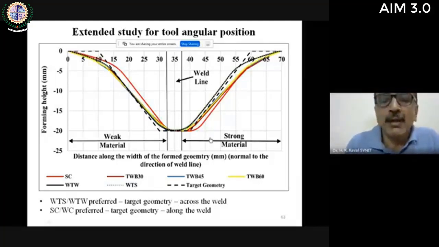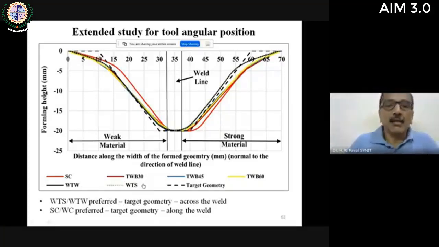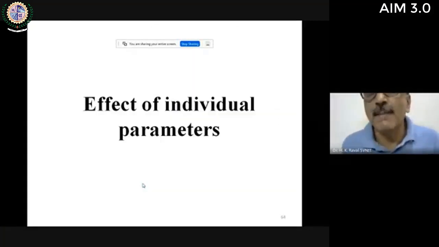Now, another takeaway here is, if this dotted line is the target geometry, then with respect to this target geometry, these two lines called WTS and WTW are reasonably in close proximity compared to other angles. So the takeaway is that WTW or WTS is a good point to start with for the forming of the TWB.